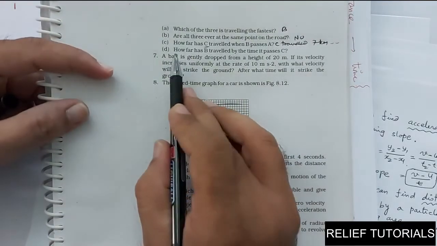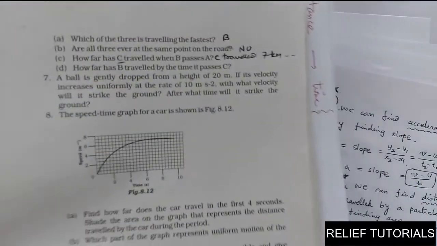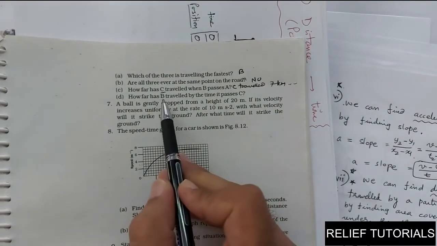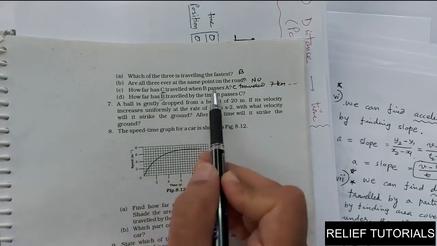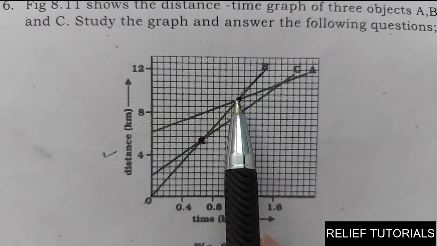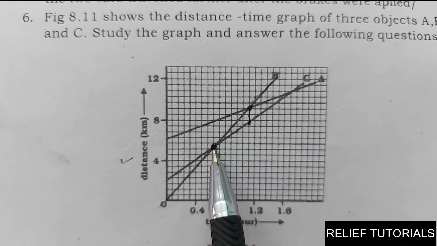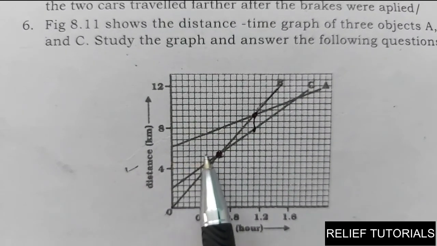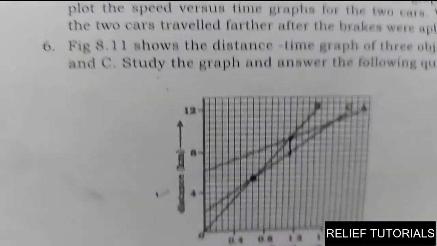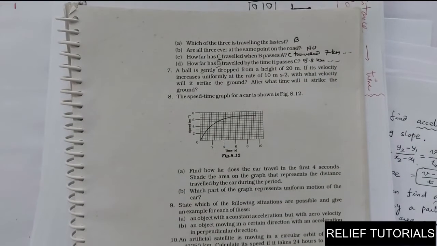Same type of question. How far B traveled by the time it passes C? Here we have to find the distance traveled by B when B is passing C. So what is the distance traveled by B? You just go towards here. And the distance traveled by B is nearly 5.7 or 5.8 kilometers by the time it passes C.